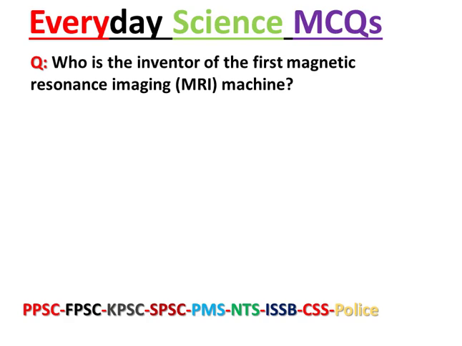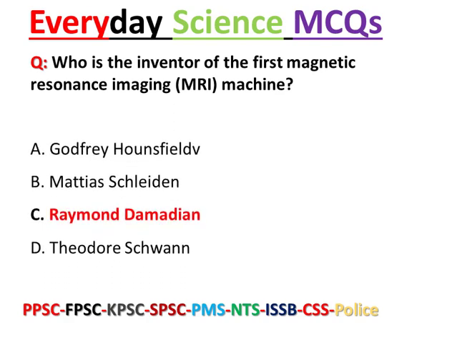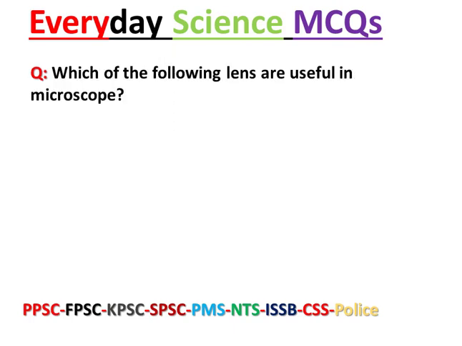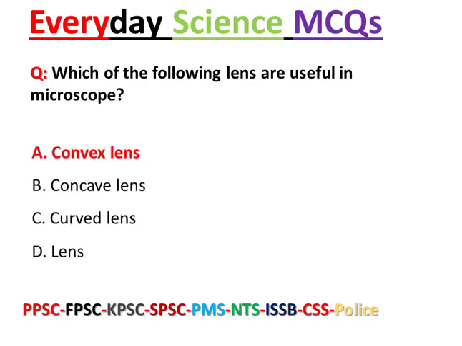Next MCQs, who is the inventor of the first magnetic resonance imaging machine? The correct option is option C, Raymond Damadian. Next MCQs, which of the following lenses are useful in microscope? The correct option is option A, convex lens.